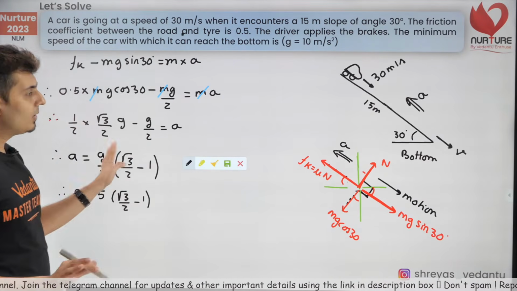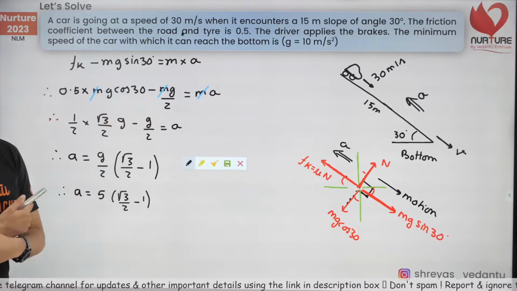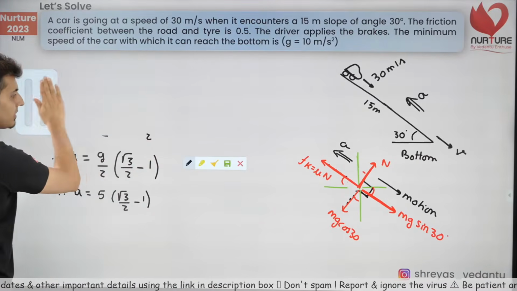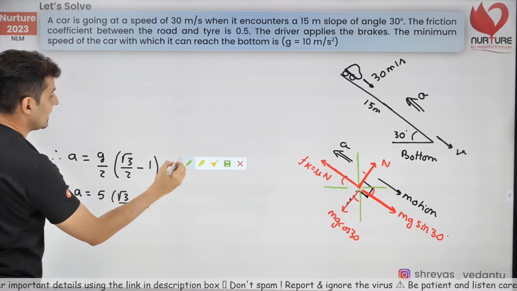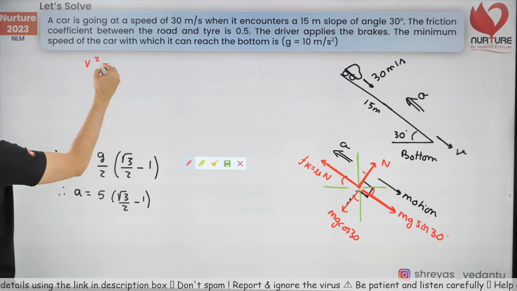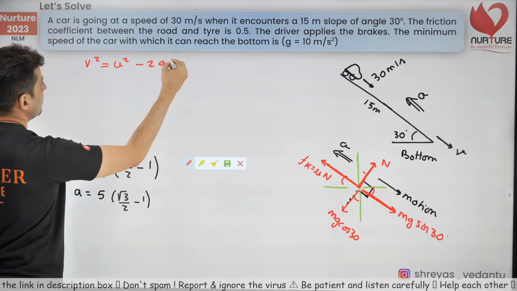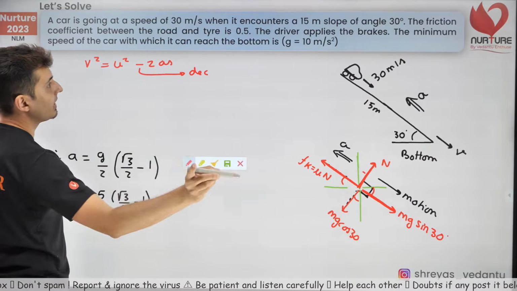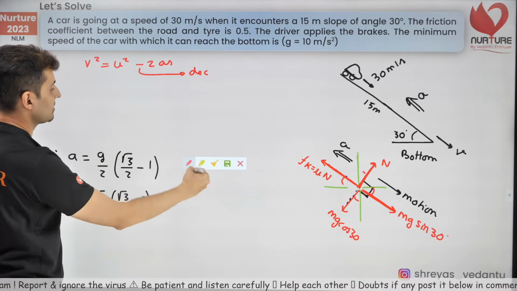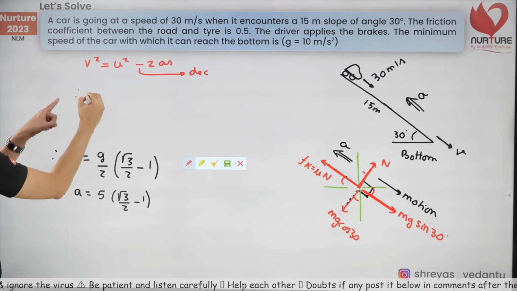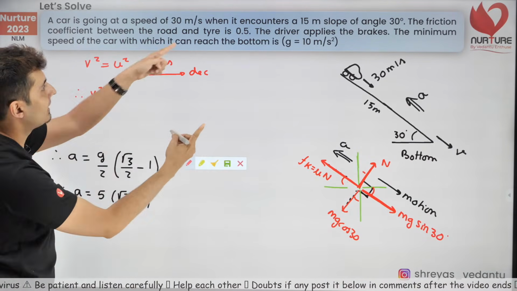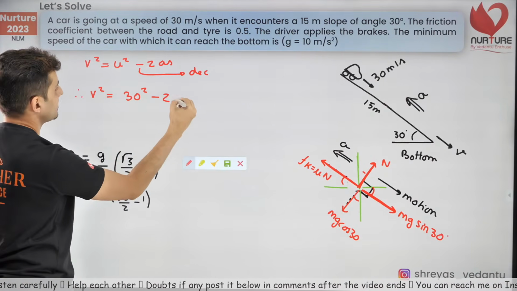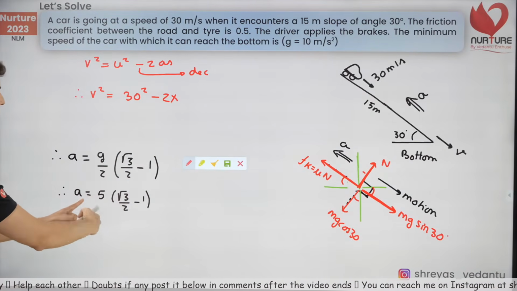Now last thing, write kinematic equations. Let's see what do we get. This is no longer needed. So by kinematic equation, I will say v square is u square minus 2as. Why this minus? It is decelerating. It is retarding. It has applied brakes. That's why minus 2as. So v, I don't know. u, how much is it? It is 30.